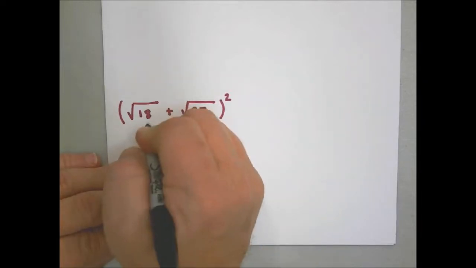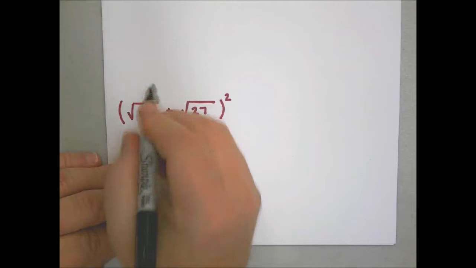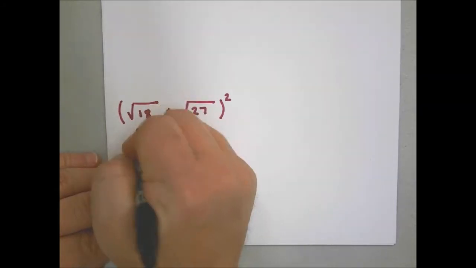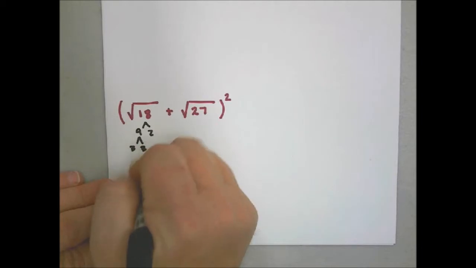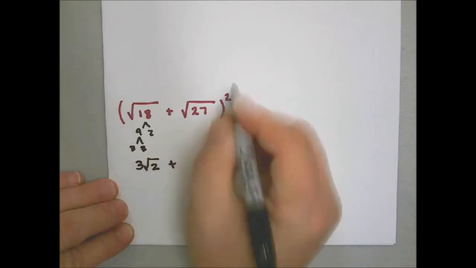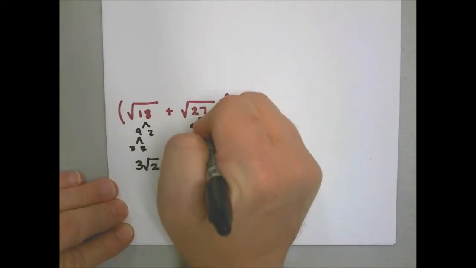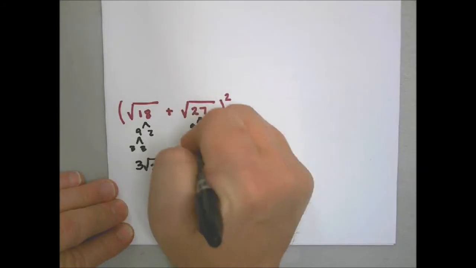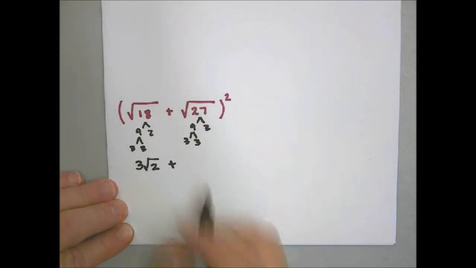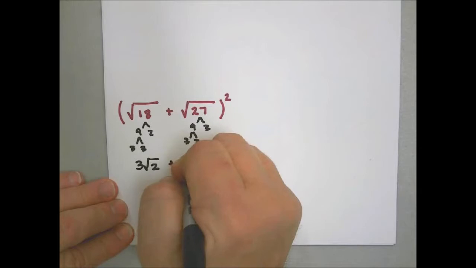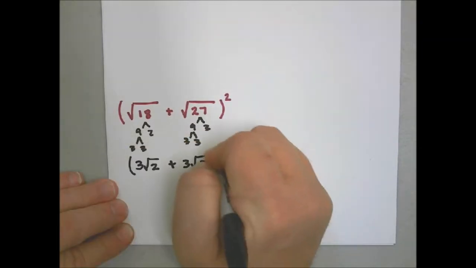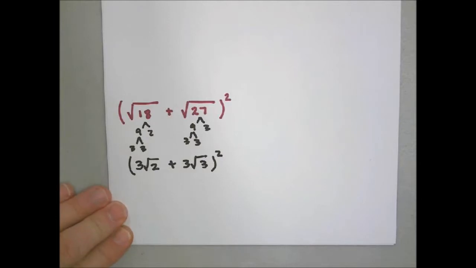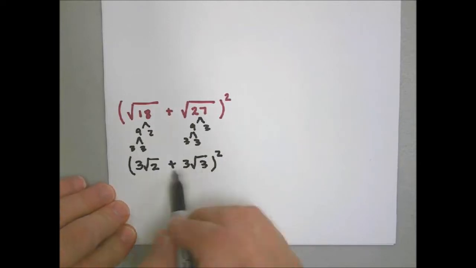The square root of 18 can be broken down to 9 times 2. 9 is 3 times 3. So we know this is 3 square root 2. Now 27 is 9 times 3. 9 is 3 times 3. So this is 3 square root 3. But I still have to square it. So it's going to be a little bit easier working with this.